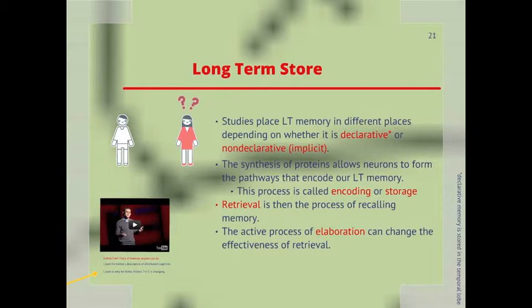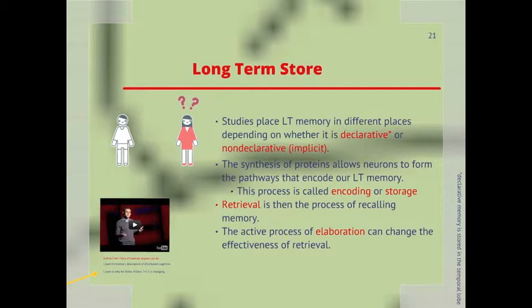Now it's important to recognize that the synthesis of proteins in our brains allows our neurons to form the new pathways that encode our long-term memory. This process is called encoding or storage. And then subsequently, when we try to recall that information, this process is called retrieval. And it's important to note, as we talked about earlier, depending on the type of memory that we're trying to store, it can be more difficult or more easy to recall.